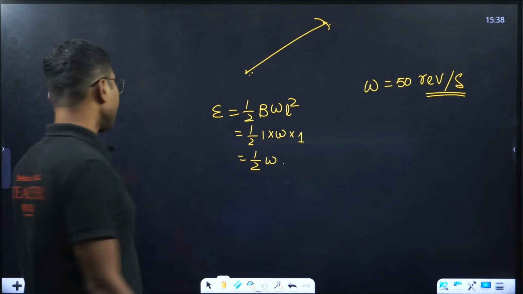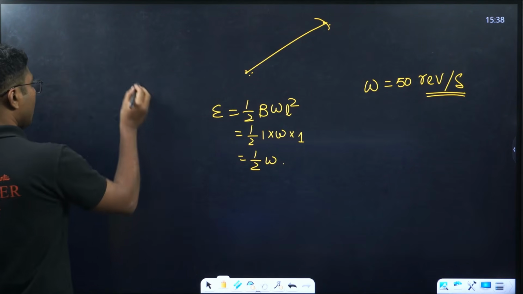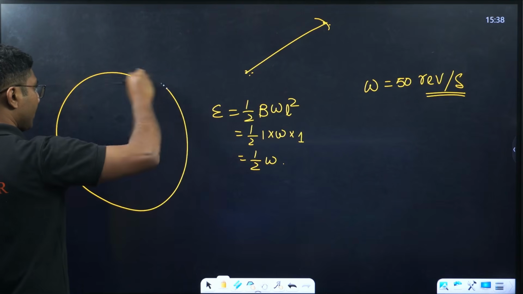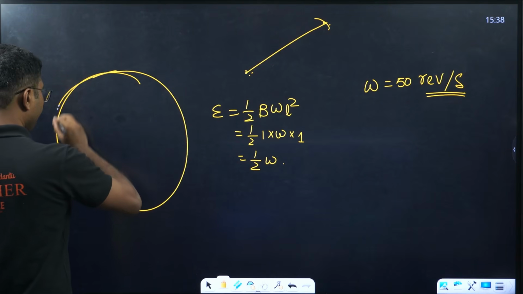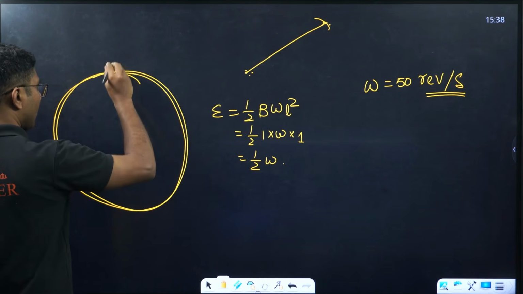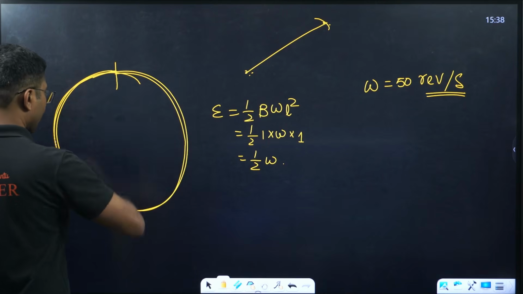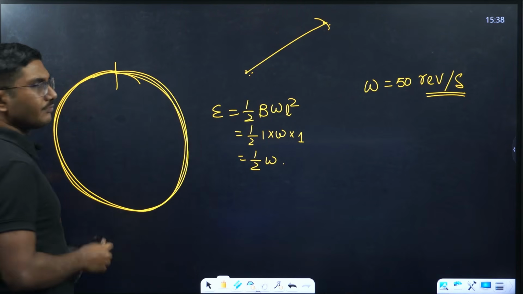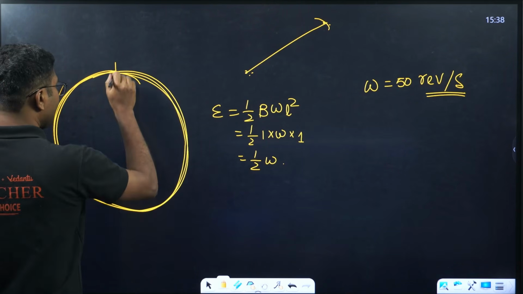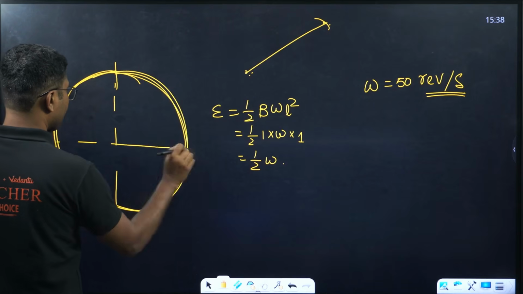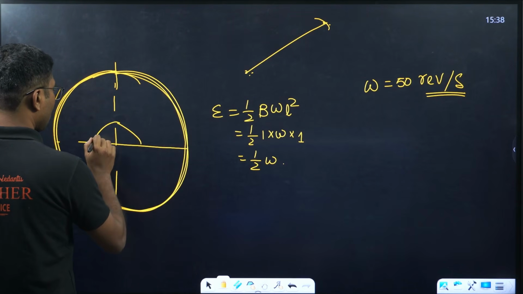How to convert revolution into radians? Revolution means rotation. 50 revolution means 50 rotation in 1 second. 1 revolution is 1 rotation. So what is the meaning of 1 rotation? 1 rotation means pi by 2, pi by 2, pi by 2, pi by 2.